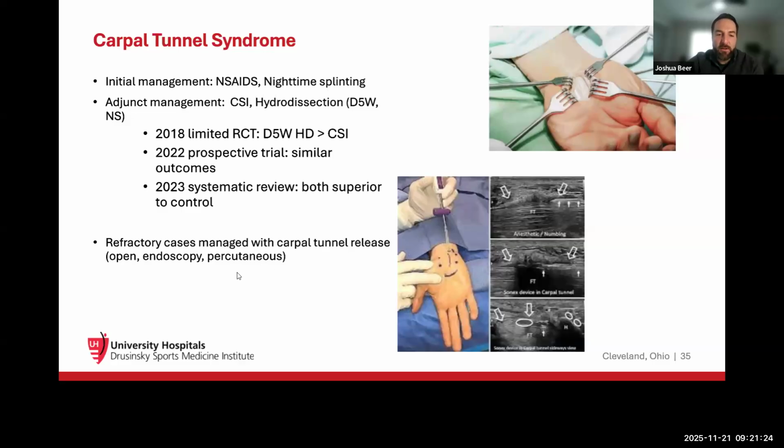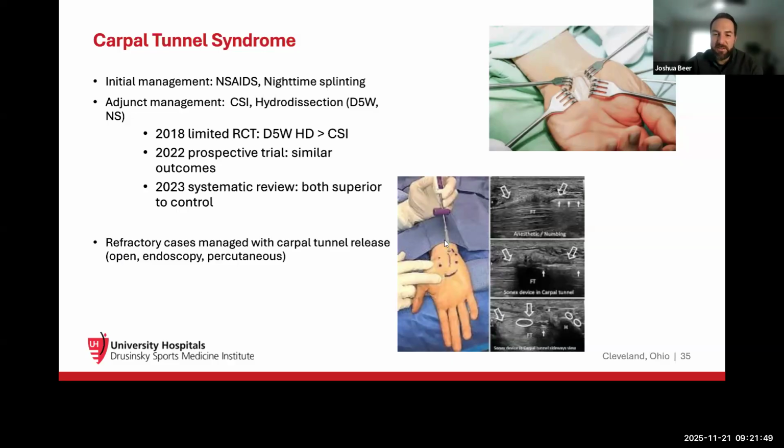And a newer technology is percutaneous release. This is in theory something that we can do from a primary care standpoint. I have never done this. That's not anything that we offer here at UH that I'm aware of. But depending on where you're practicing and your relationship with your hand surgeons, this might be something they ask you to do. You can see it in this picture.